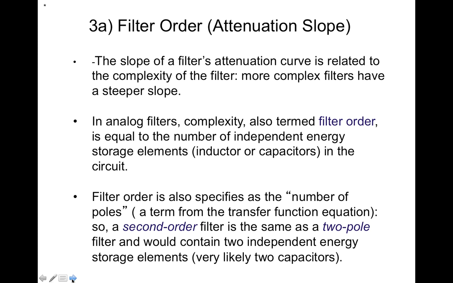The higher the filter order, the steeper the slope in that attenuation region. Filter order can also be specified as the number of poles. So a second order system would be the same as a two-pole filter and would have two independent energy storage elements, usually two capacitors. So this is more just for your information if you ever hear this terminology, so you'll know what it means.